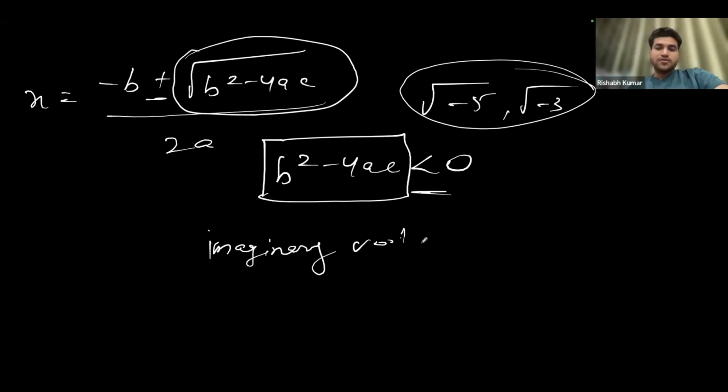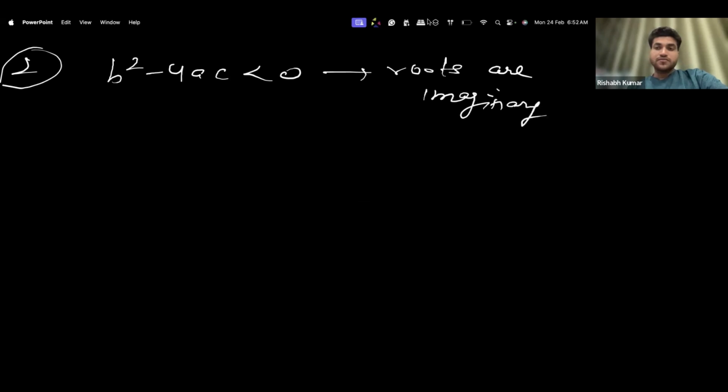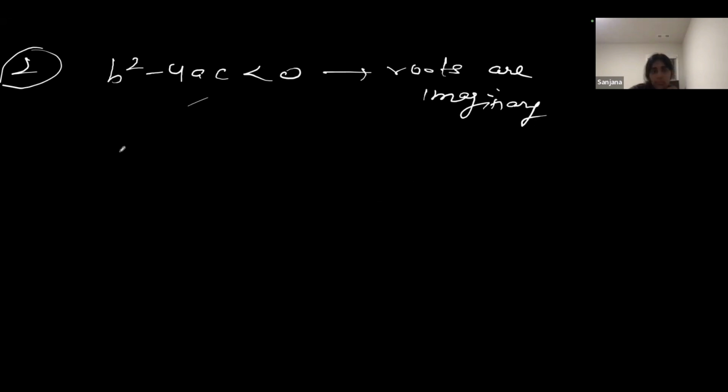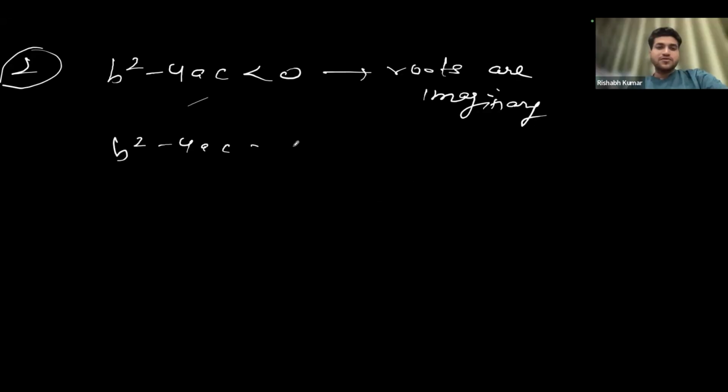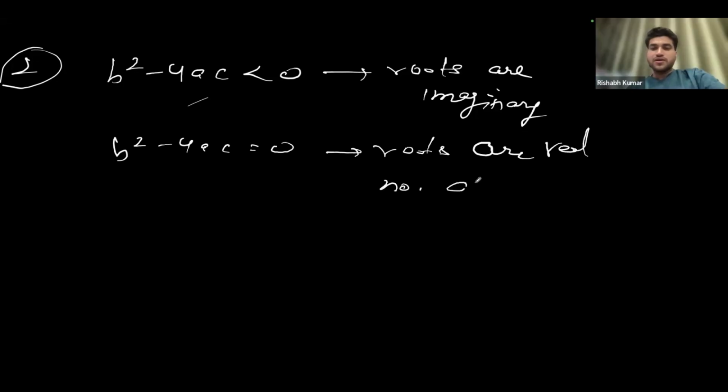So this is our second observation: if b square minus 4ac is less than 0, then the roots are imaginary. Any confusion? No. Clear now? And our first result was that if b square minus 4ac is equal to 0, the roots are real and equal. Real number and equal.